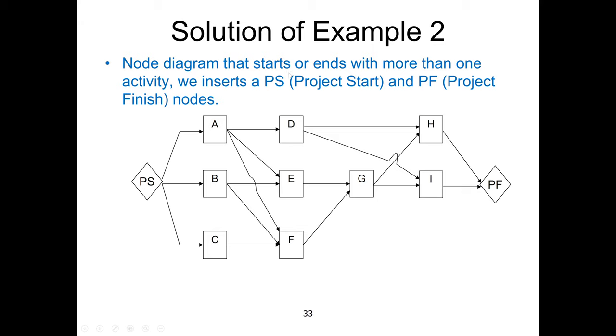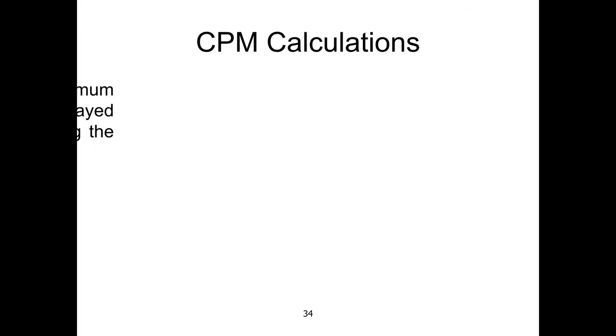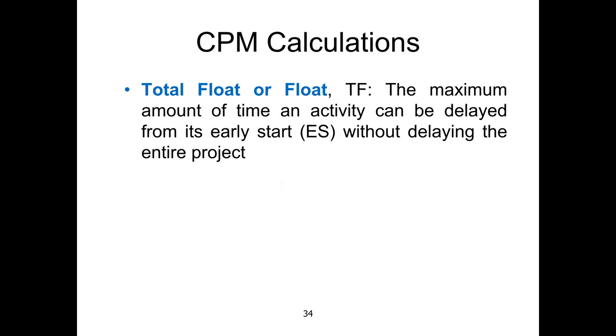In a node diagram that starts or ends with more than one activity, we insert a project start node and a project finish node ourselves, so that every project has the same starting point and the same finish point. Then we do the forward pass and backward pass, keeping in mind that there is one starting point and one finish point. Now we are going to do the CPM calculations.